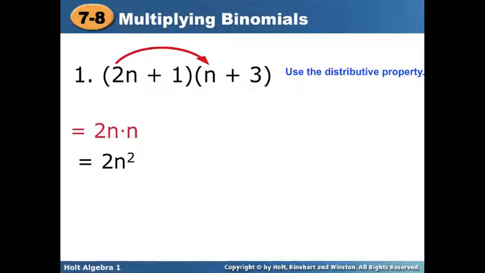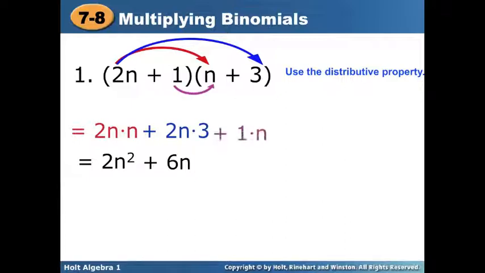Continue to distribute. 2n times 3 gives us 6n. 1 times n is 1n. And finally, 1 times 3 equals 3. Again, you do not have to write what came in color. The arrows and the products, if you want to go ahead and write what each product equals, you may do so.